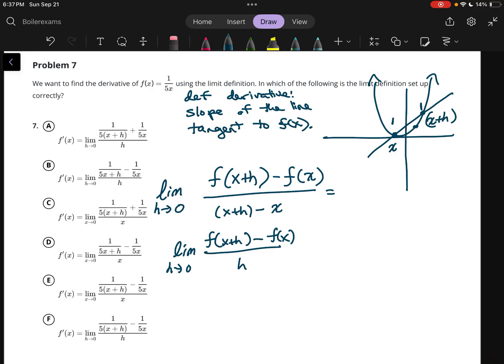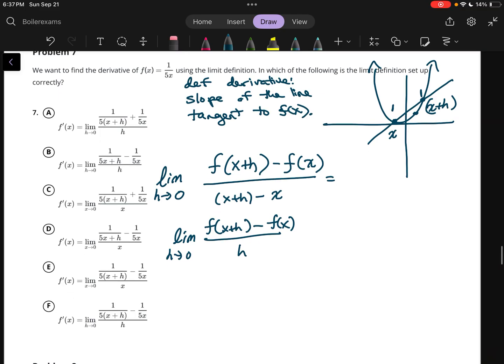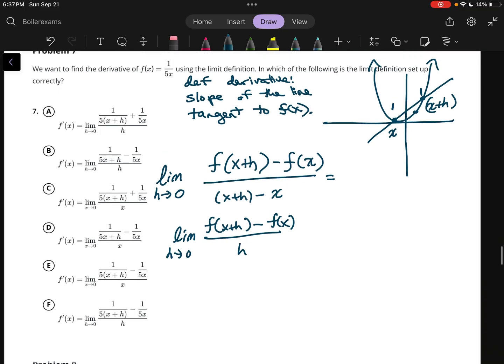So this is the definition of a derivative. Now all we have to do is plug in our function, plug in x and x plus h for 1 over 5x. So f of x plus h is 1 over 5 times x plus h. We subtract 1 over 5x, and we divide by h. So according to what we just solved, that means our answer is F.